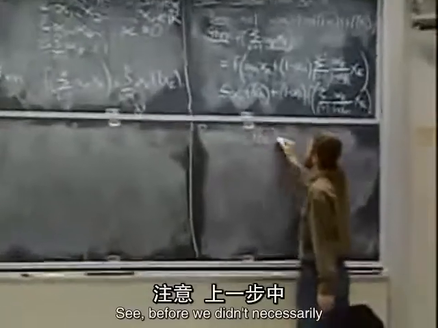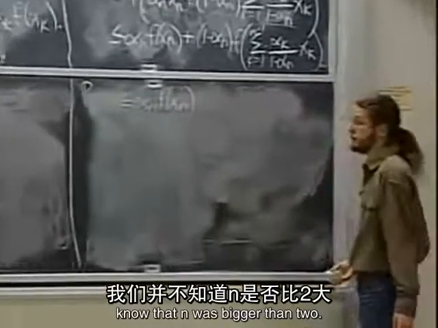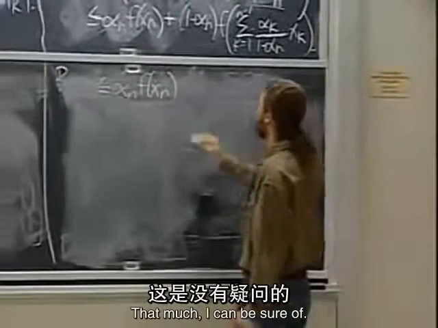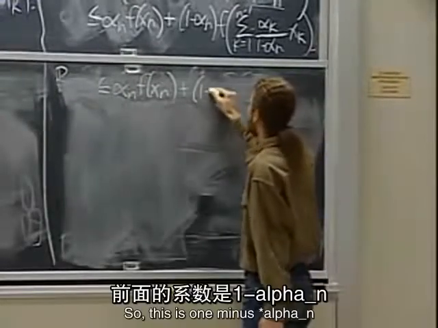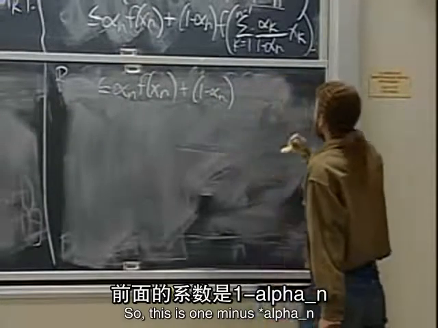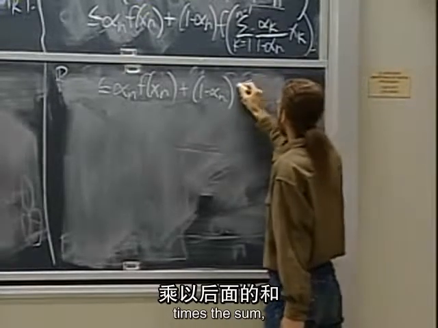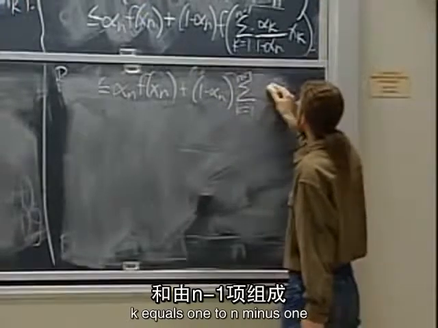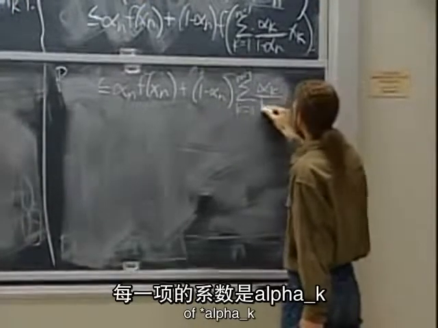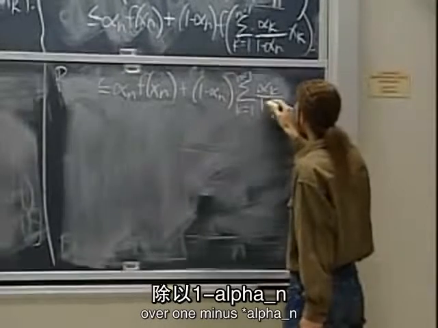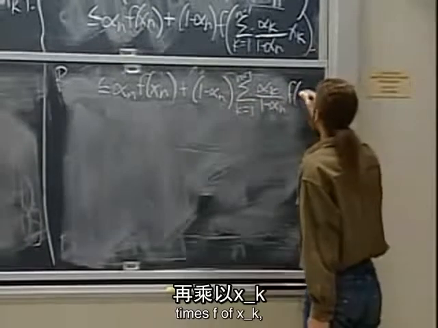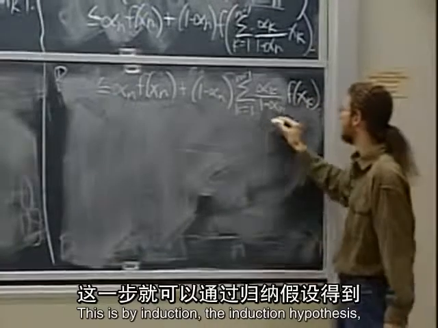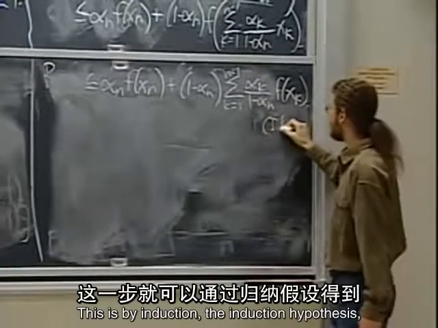See, before we didn't necessarily know that n was bigger than 2. But we know that n is bigger than n minus 1. That much I can be sure of. So this is 1 minus alpha n times the sum, k equals 1 to n minus 1, of alpha k over 1 minus alpha n times f of xk. If I got that right, this is by the induction hypothesis.